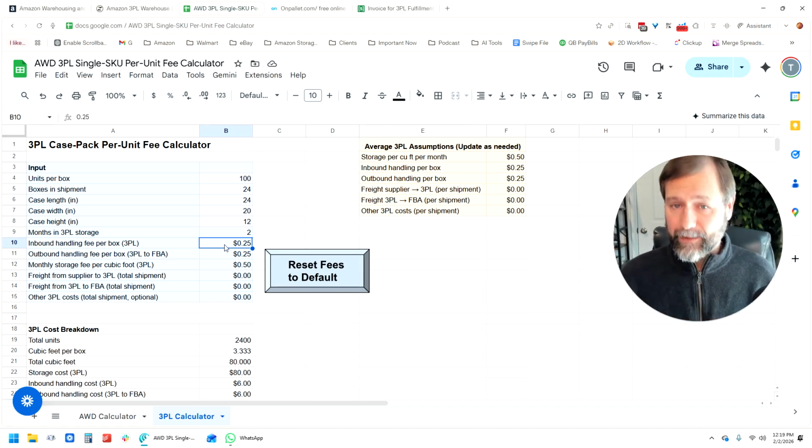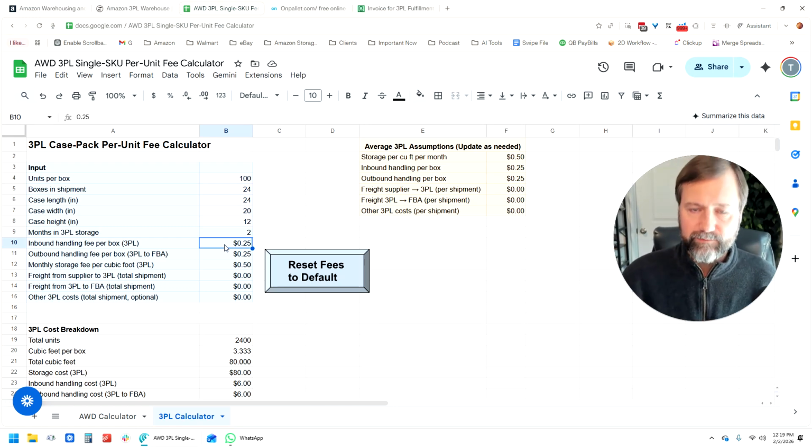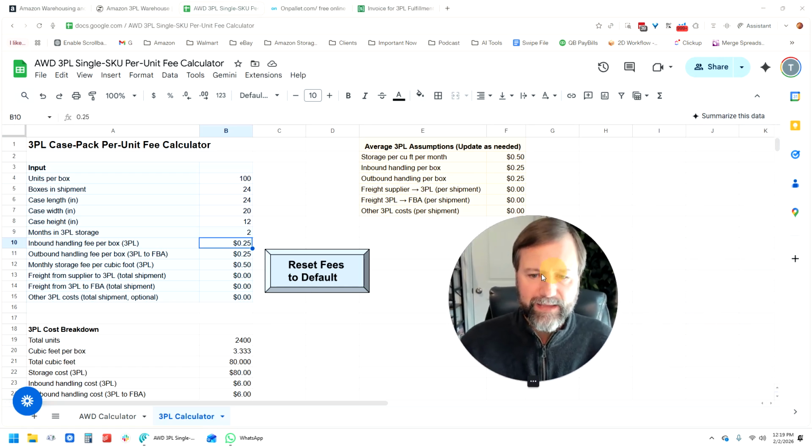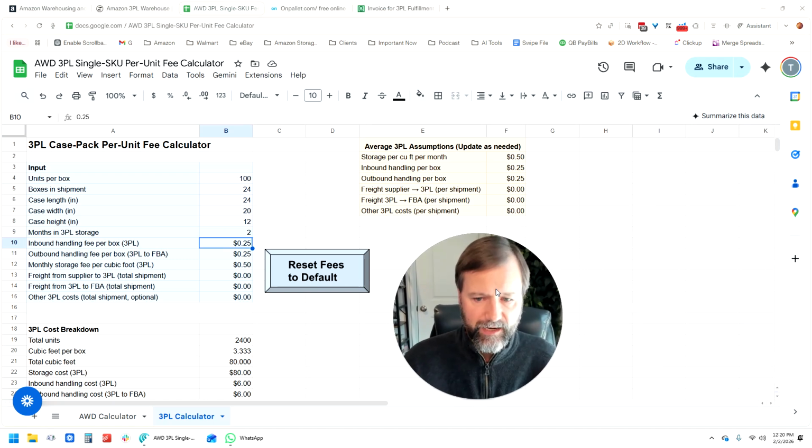If they're not coming in on pallets, then you're probably going to get charged to build those pallets, or you're going to get charged for bin storage if you're putting your product in bins. So that's why I'm saying it's a little bit complicated with 3PLs, exactly what you're going to get charged. But that's what we need to figure out.